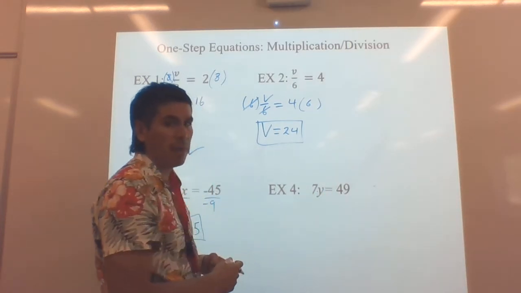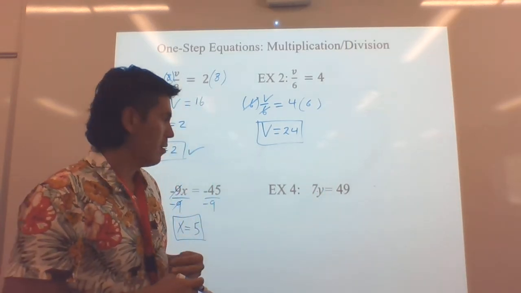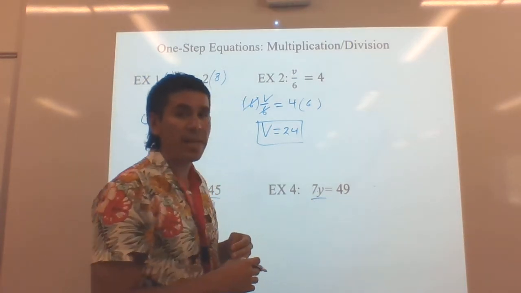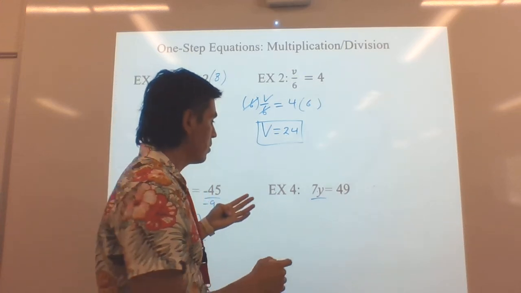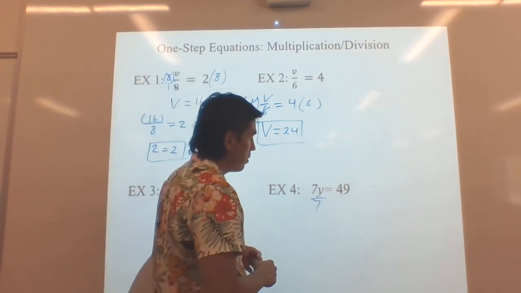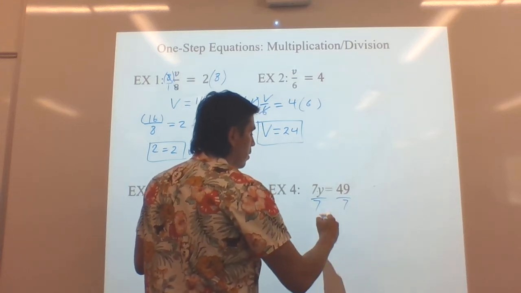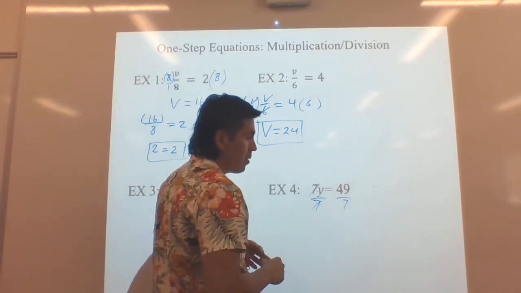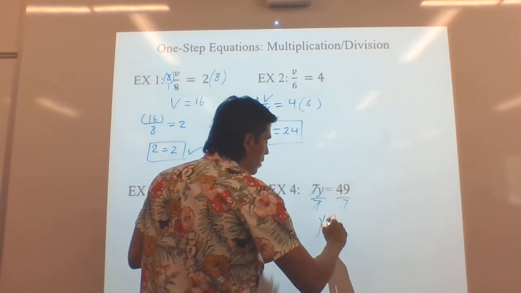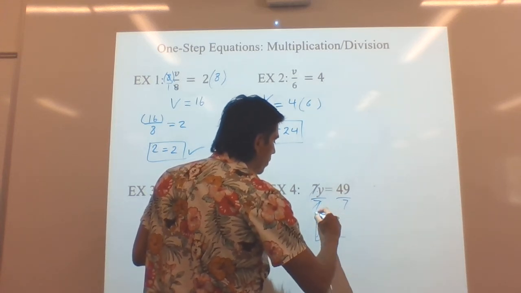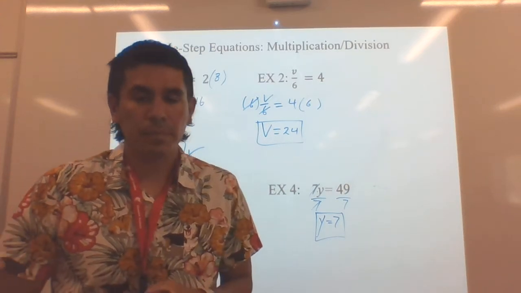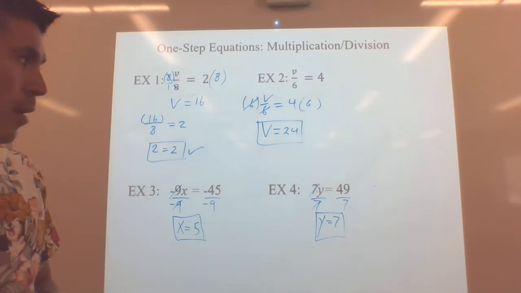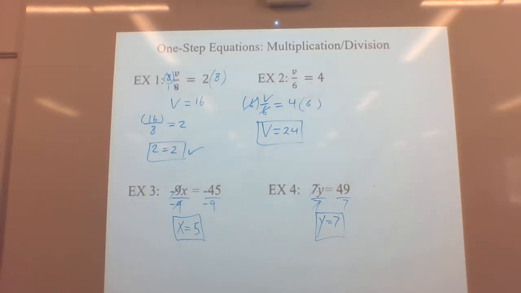We'll do our last one. What's happening to my variable? You have to ask yourself that. What's happening to the variable? We are multiplying by 7. So we ask ourselves, what's the inverse? The inverse is division. Okay? 7 divided by 7 is just 1. Eliminates out. 49 divided by 7 is 7. Okay? So that completes our one-step equations using multiplication and division.